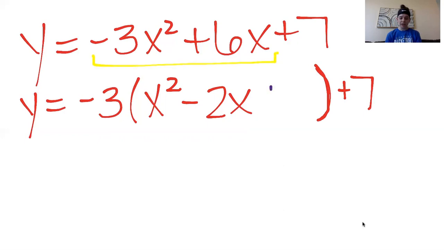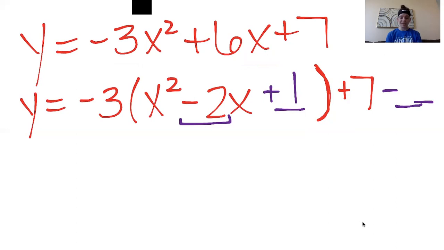So we're going to add in and subtract our mystery number. Our b value is -2. -2 divided by 2 would be -1. -1 squared would be 1. Now be careful, because we wrote 1, but we're really not adding 1. This 1 is being multiplied to our leading coefficient of -3. So what we are really adding is -3 times 1.